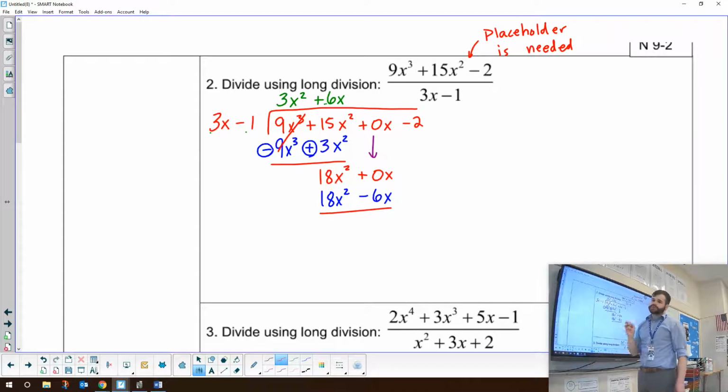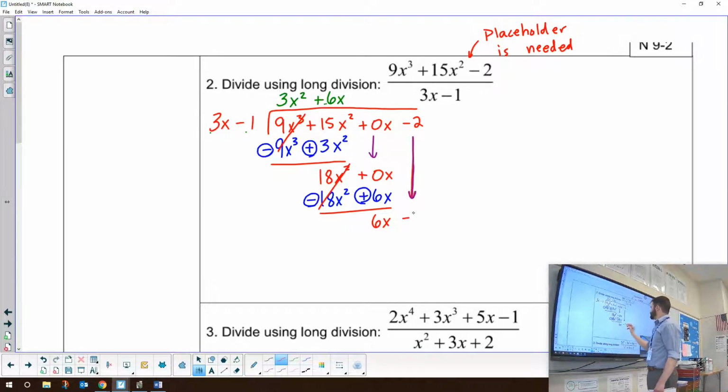Then we're going to switch the sign so I can subtract. So I'm going to switch this one to be a minus. I'm going to switch this to be a plus. And then we are going to combine. So 18x squared minus 18x squared is 0. 0x plus 6x is 6x. Then I'm going to bring down my negative 2, and we're going to do this one last time.